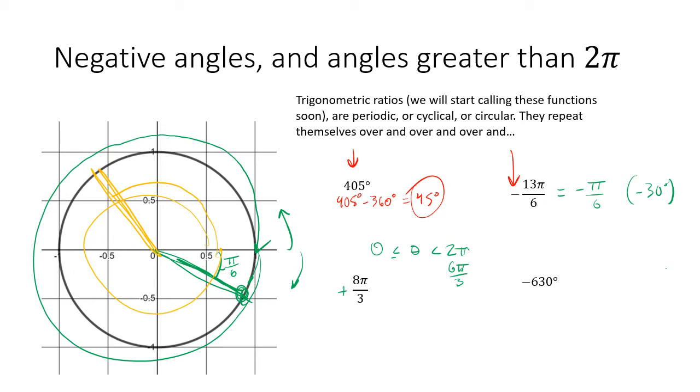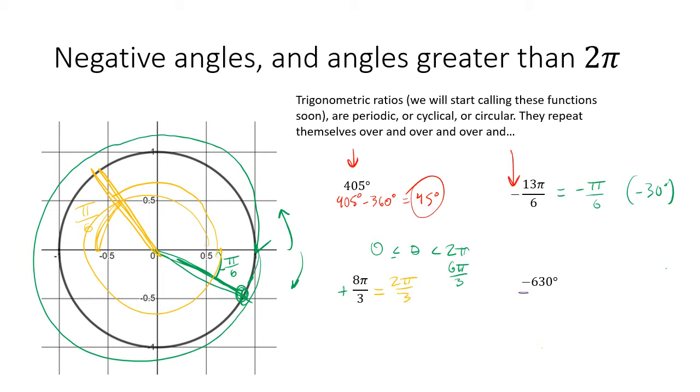Hopefully you're looking at that and you're like, oh, that looks like a 60-degree reference angle in quadrant 2. And that's exactly what it is. This is just like 2 pi over 3, which is a 60-degree reference angle in quadrant 2.